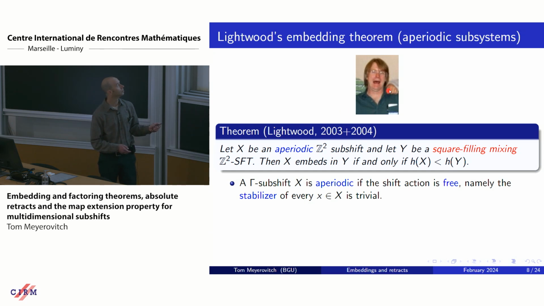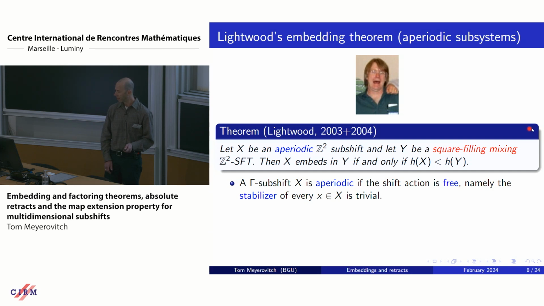And Sam Lightwood, who was Mike Boyle's student, considered this problem. As part of his thesis, he had two rather long papers where he extended some part of Krieger's embedding theorem into higher dimensions. Some parts work in dimension greater than 2, but he proved that if you have a periodic subshift and you're trying to embed it in a Z2 subshift, like the full shift with a certain number of symbols, or another subshift which is sufficiently nice, and there are many definitions for various properties, and I will not define this one. Like square filling mixing. It means that it's stronger than topological mixing, some specific property that was introduced for the purpose of this paper, but it does cover many examples.